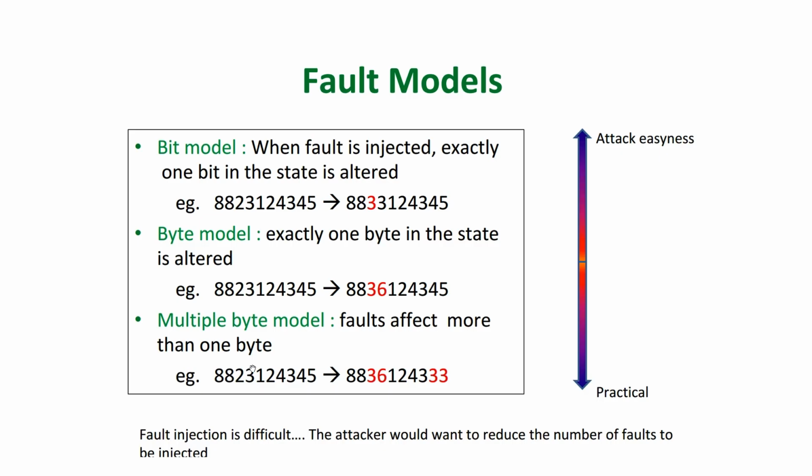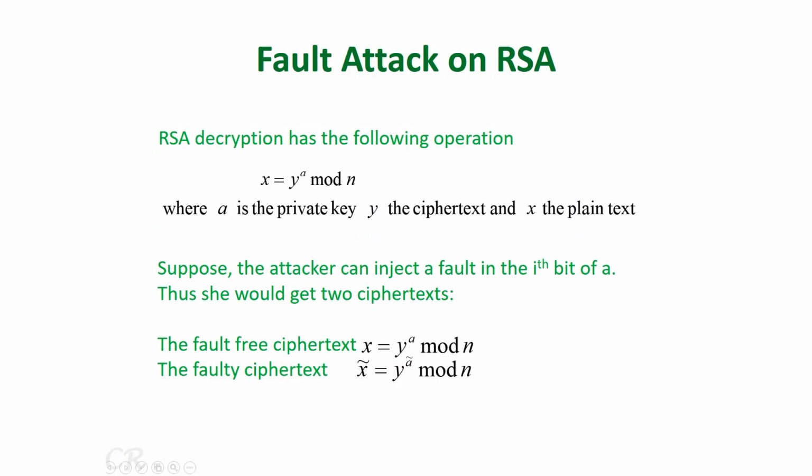What we see over here is that as we move from the multi-byte fault to a bit fault model, the attack becomes much easier. On the other hand, the practicality of the attack starts to reduce. So, attacks which use the multiple byte model are more practical compared to the attacks which use the bit fault model. This is due to the fact that it's easier to inject faults in multiple bytes than to inject faults in precisely one single bit. So, let us take a look at a popular fault attack on the RSA public key cipher.